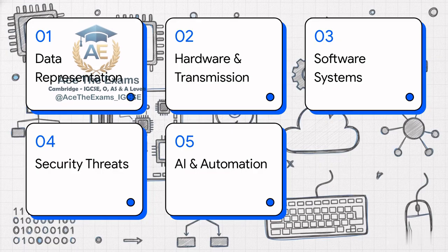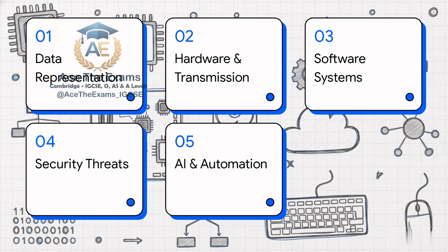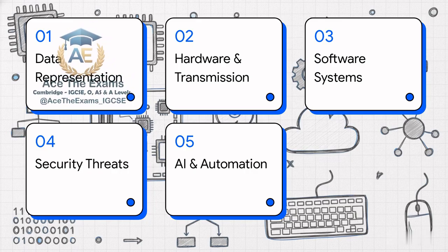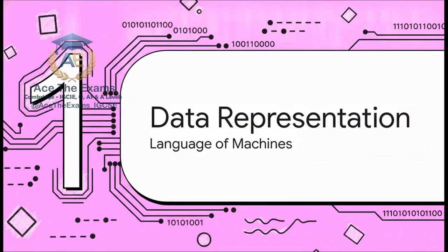Right, let's take a quick look at the roadmap for today. We're going to hit data representation, then hardware and transmission, move into software systems, tackle security threats, and finally wrap things up with AI and automation. Okay, kicking things off with data representation.